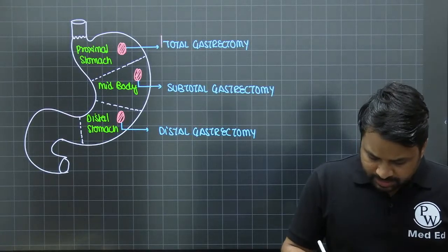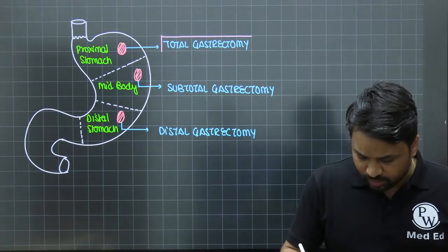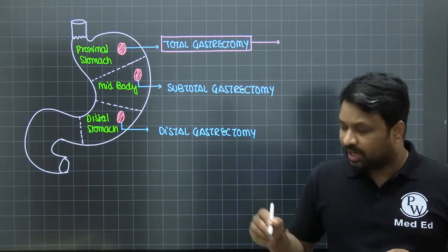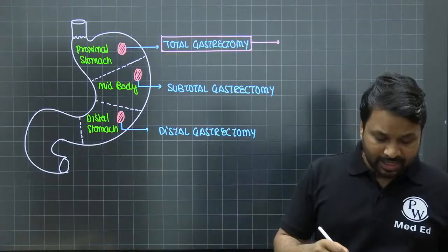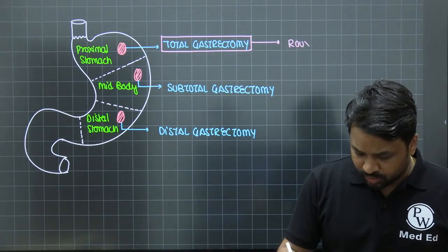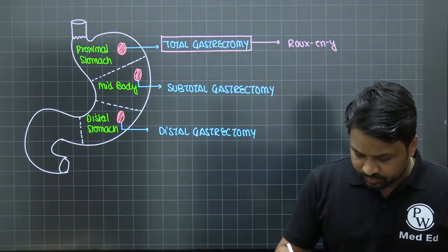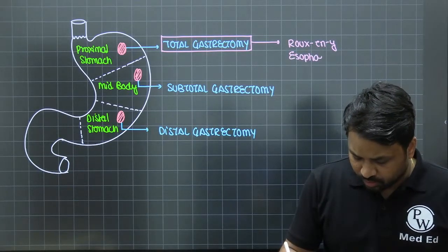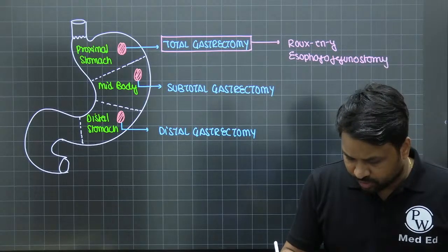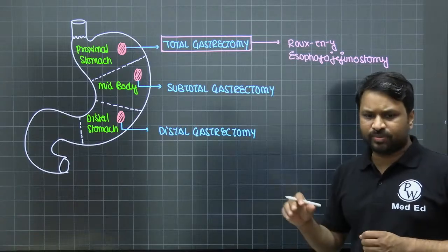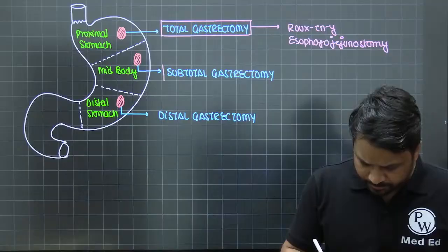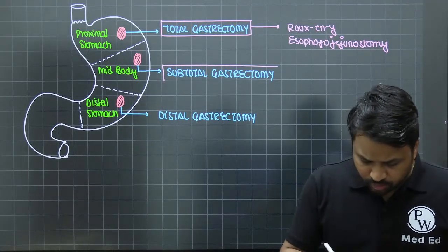Now, when I say total gastrectomy, the entire stomach is going to be removed, right? In a total gastrectomy, we are going to remove the entire stomach. So, how do you reconstruct it back? After doing a total gastrectomy, I will anastomose the esophagus with that of the jejunum. So, you are going to perform a Roux-en-Y esophagojejunostomy. I'll quickly tell you what a Roux-en-Y esophagojejunostomy is in a short while.